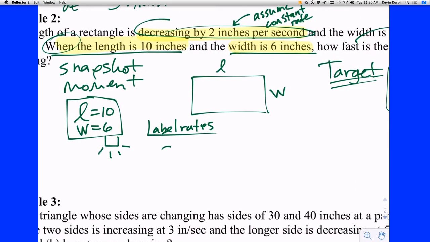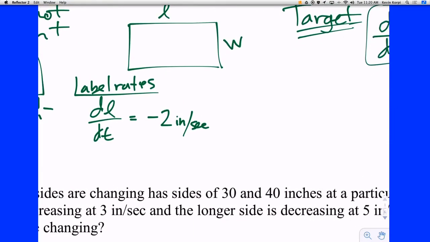So the length change is dl/dt, and it's decreasing by 2. So is it plus 2 or minus 2? Minus 2, and it's inches per second. And notice since it's per second, that's how we know it's with respect to time. Units of length over units of time.